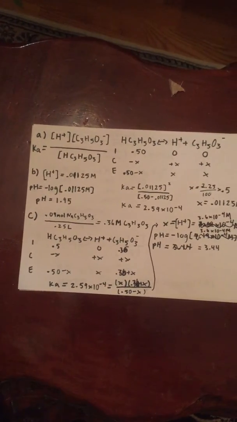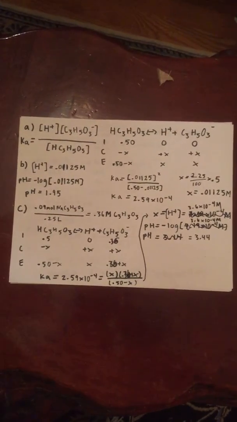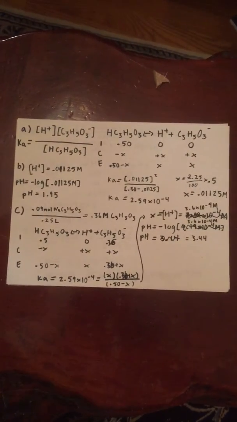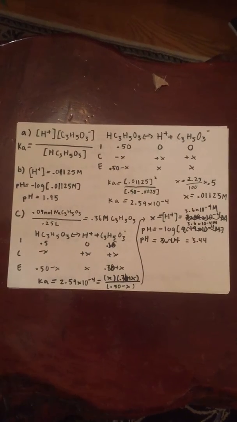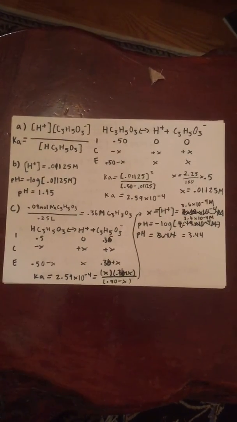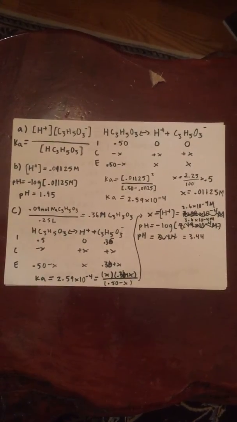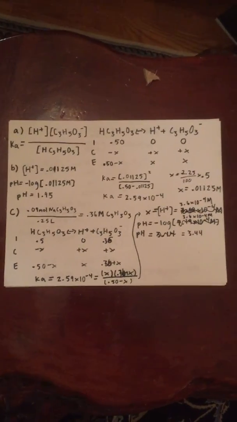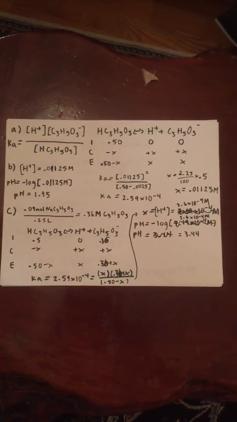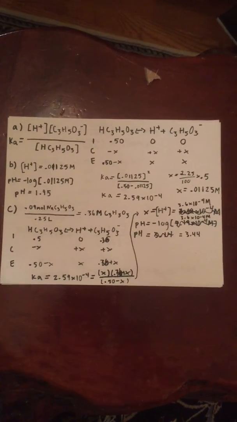Part C, calculate the pH of a solution formed by dissolving 0.09 mole of solid sodium lactate, NaC3H5O3, in 250 milliliters of 0.5 molarity HC3H5O3. Assume that the volume change is negligible. So to do this one, I found the molarity of C3H5O3 minus by dividing 0.09 moles of NaC3H5O3, which is given to us, by 0.25 liters, which is also given to us. And you do an ICE box.